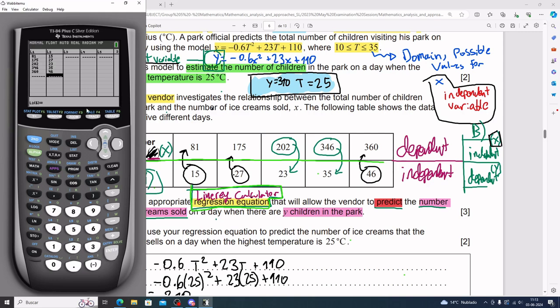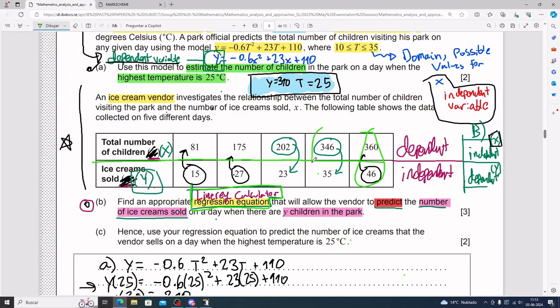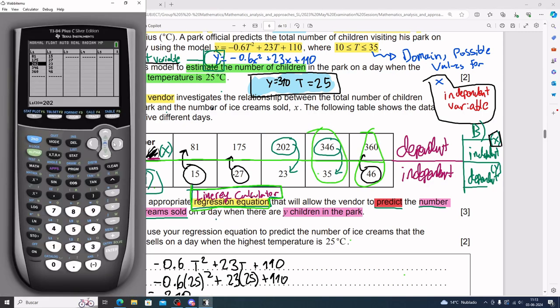We double check real quick because why not? Everything's aligned, so notice how the 360 goes with the 46, right? The 35 goes with the 346. That is also important. You want to make sure it's all aligned. 23, 202, 175, 27. Yeah. All right, beautiful. And so now, and only now, you can go to stat, calc, and line reg.